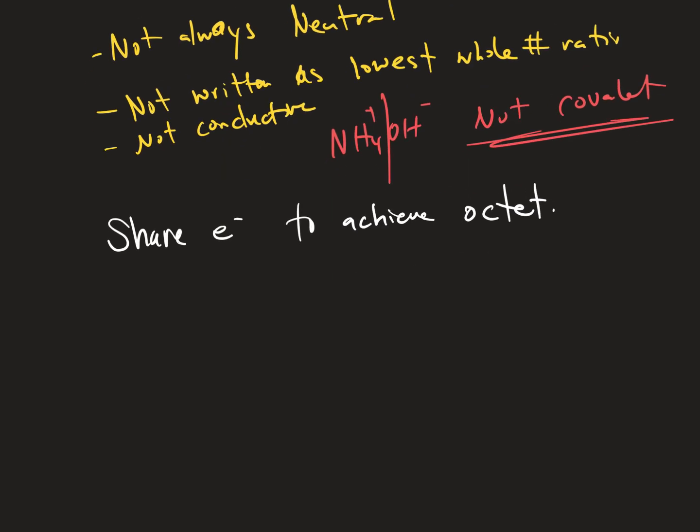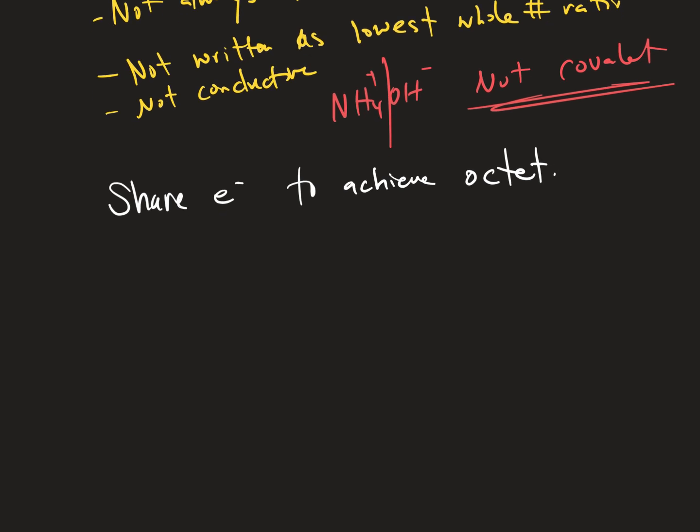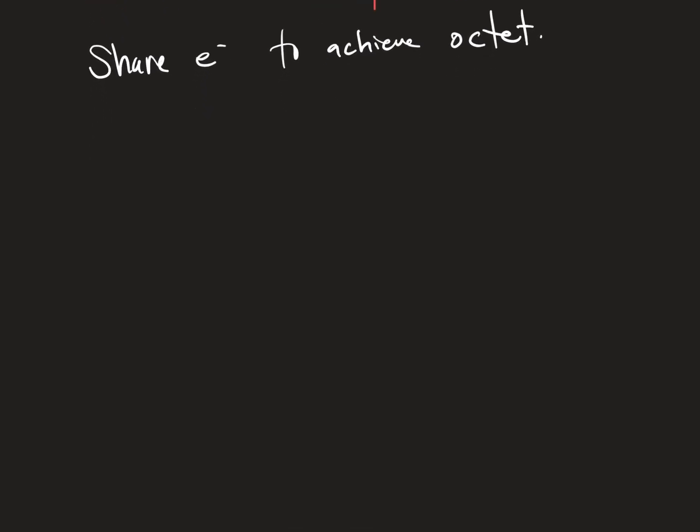All right. Any questions about what makes it covalent versus ionic? Okay. Get those down. Make sure you can tell the difference between the two. Next, let's talk about Lewis structures. These are also called electron dot structures.